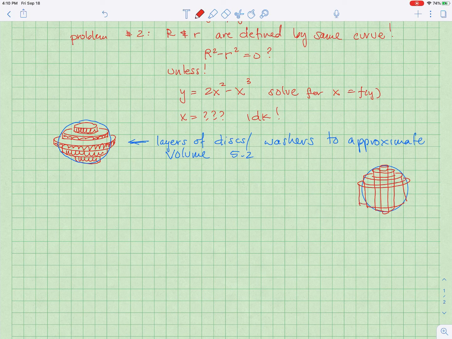Now, this is getting a little bit messy. But think of it as like nested tubes, right? So maybe I should shade some of these in. There we go. It's maybe a little bit easier to see that way. So instead, we use nested, what we're calling shells, or sometimes what I refer to as cores.